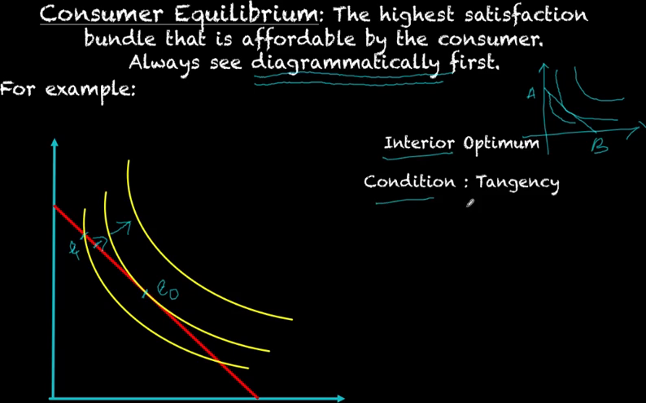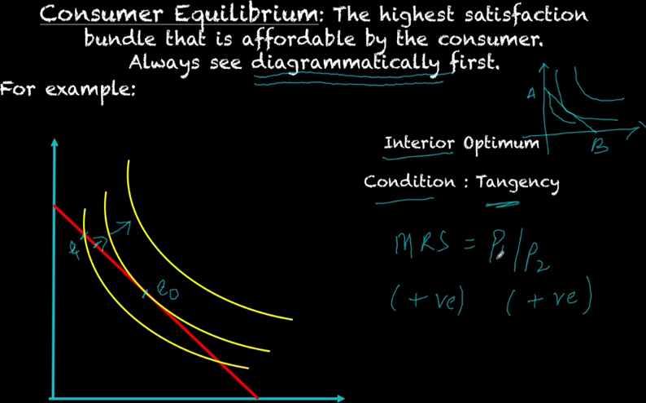Secondly, the condition of the equilibrium is tangency. So how do I figure it out numerically? Numerically, I'll apply the tangency condition, which is nothing but MRS is equal to P1 by P2. I want to point out a small thing here. MRS is always positive, so you always take P1 by P2 also to be positive. You don't take the minus sign, you don't take slope. You take MRS equal to P1 by P2 to figure out the numerical.